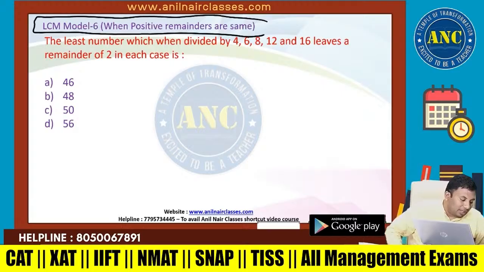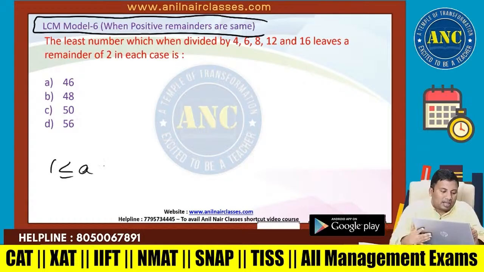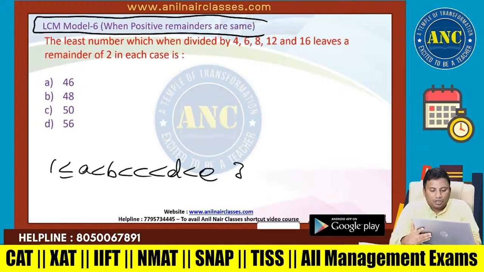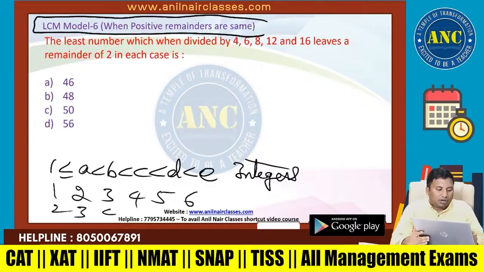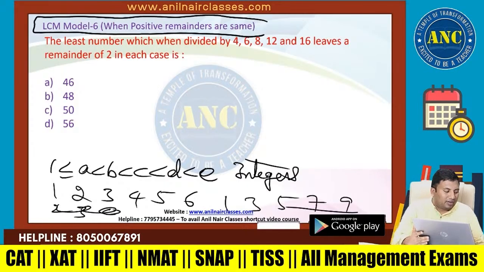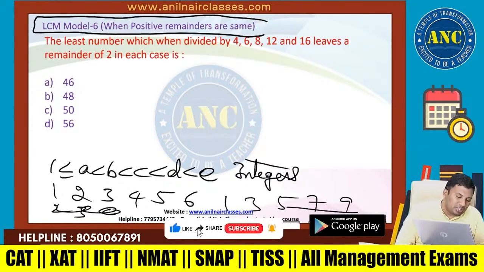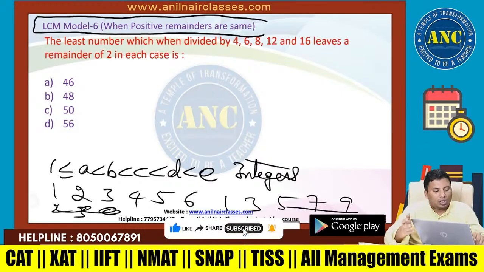Now if the numbers are in geometric progression, how will you take the values? You will take 1 less than A less than B less than C less than D less than E. It is integers, so you can take 1, 2, 3, 4, 5, 6. Check with 2, 3, 4, 1, 3, 5, 7, 9 and everything. Check whatever is the smallest. The catch is in geometric progression. Now see here.